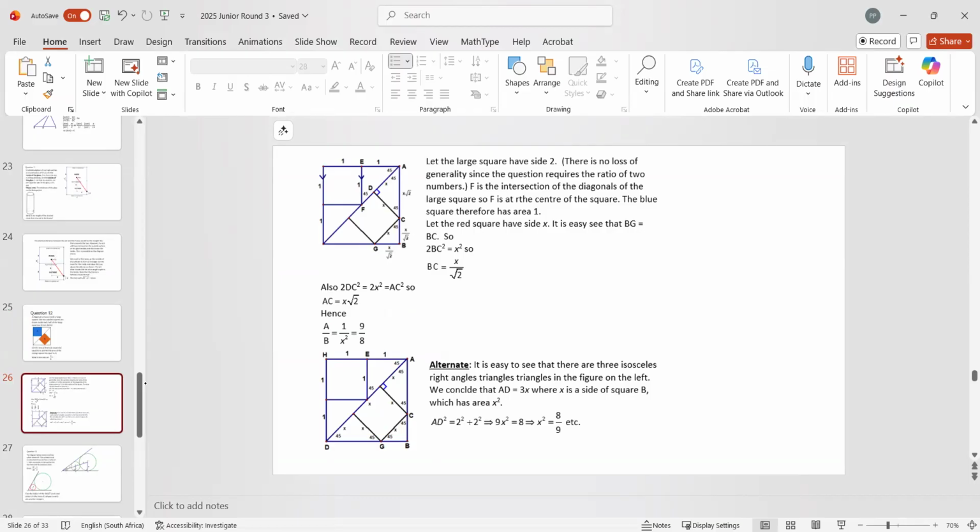Okay. Got 1 over x squared. X squared is 8 over 9, therefore 1 over x squared is 9 over 8. Okay, that's fine. So you get the same answer, and I've given you two different methods here to solve that. You can go and have a look at that. Now, let's have a look at the next problem.